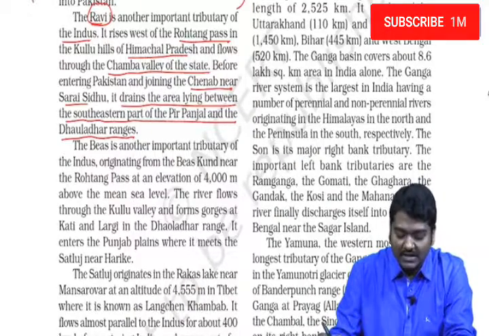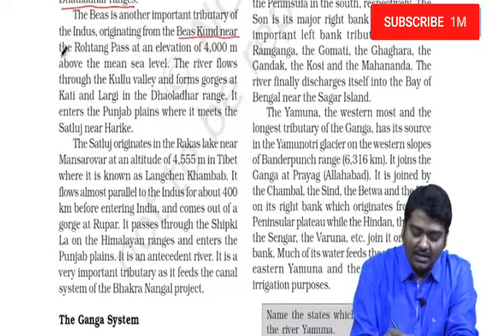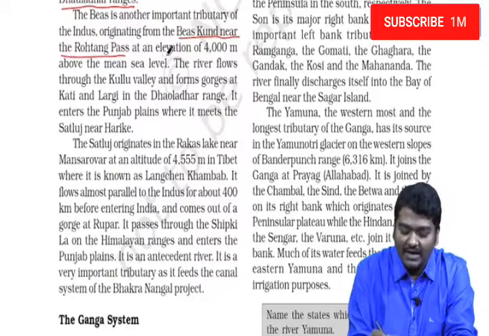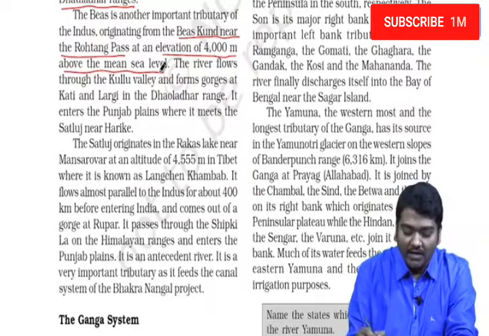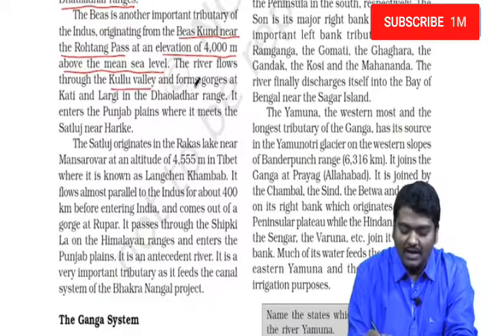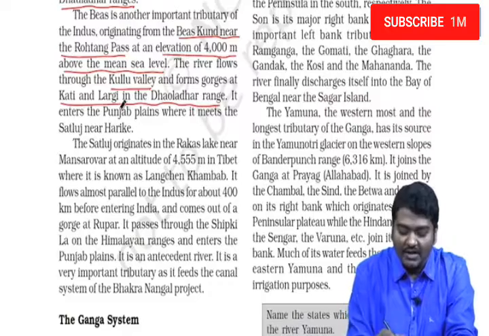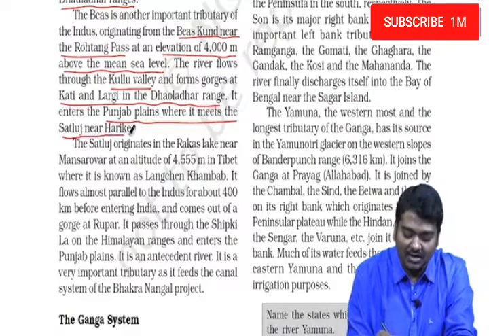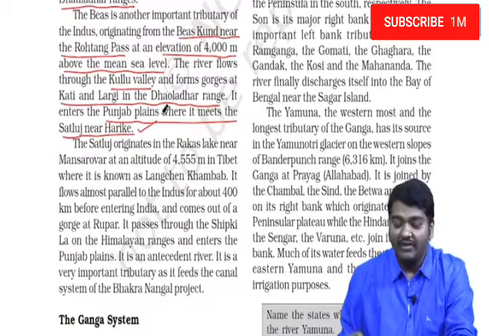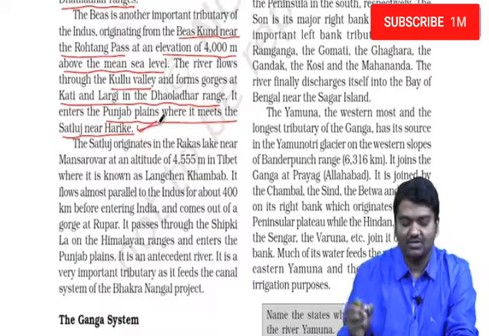The Beas is another important tributary of the Indus, originating from the Beas Kund near the Rohtang Pass at an elevation of 4,000 meters above mean sea level. The river flows through the Kullu Valley and forms gorges at Kati and Larji. It enters the Punjab plains where it meets the Satluj near Harike. Very, very important for you. Beas is actually joining Satluj.